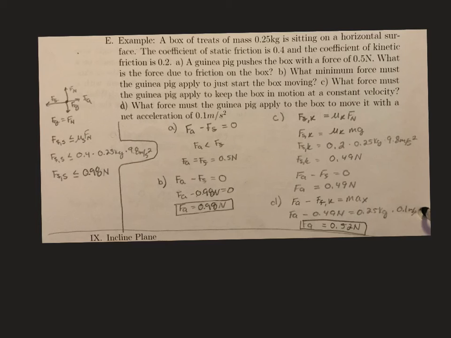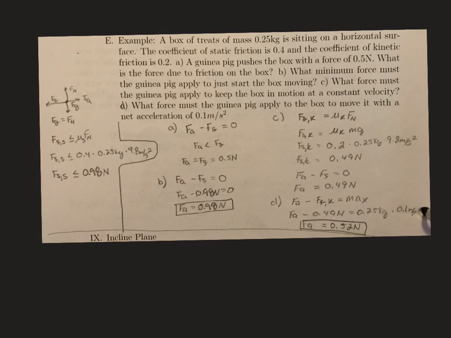If now the guinea pig wants to accelerate the box, so change the velocity, that means the guinea pig should increase the force, and more precisely, because now I have mass times acceleration here, we still have the same friction we're working against, so we're going to take the mass of the box times the acceleration we want to maintain, and we find that it is 0.52 newtons.